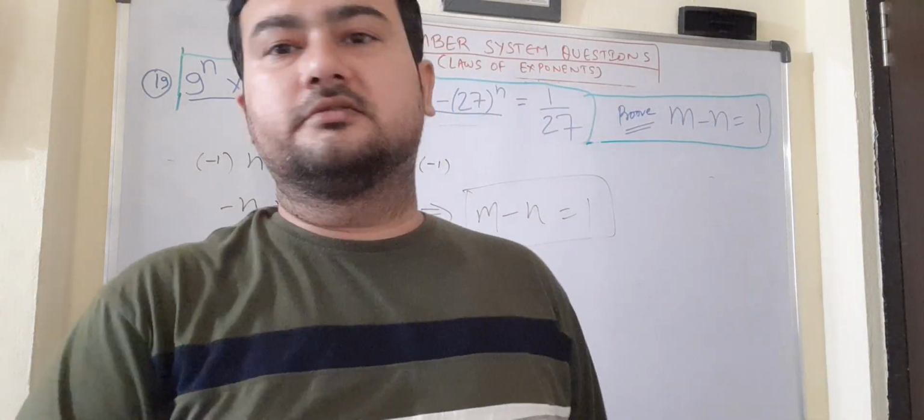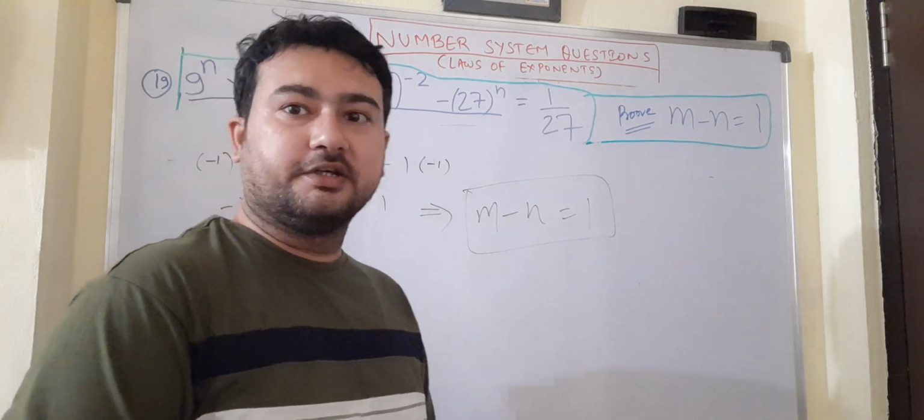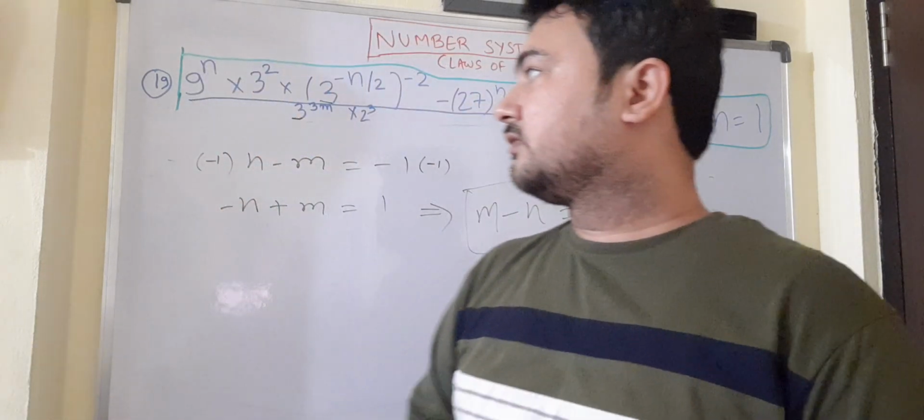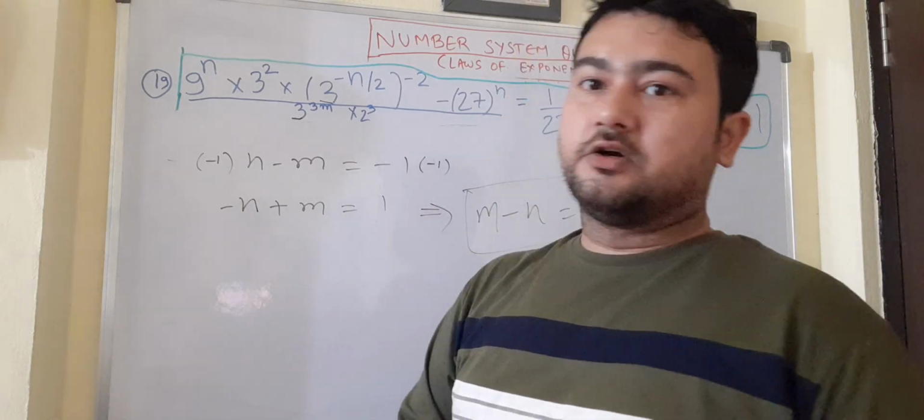This is all about the number system. Your number system ends here. In the next class we will start from your chapter number 2, that is polynomials.